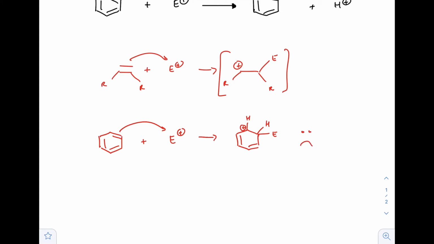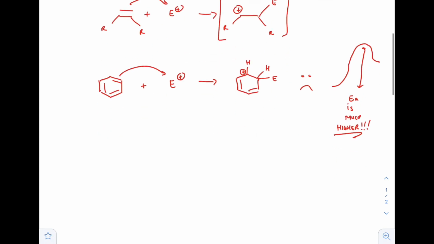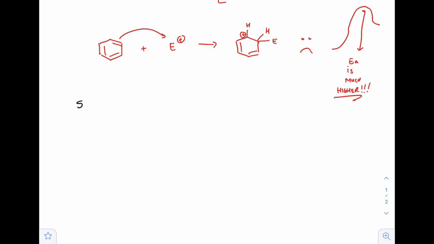All right, so here's the thing. This is not very happy right here because this intermediate is not only a carbocation, so it's high in energy, but the activation energy to achieve this process is even higher than the alkene because we've interrupted the aromaticity and the stability that it contributes to that ring. Since we've ruined that, we have to overcome an even higher energy barrier. So activation energy is much higher for reactions with benzene than it is with typical alkenes for that very reason, because the intermediate is no longer aromatic.